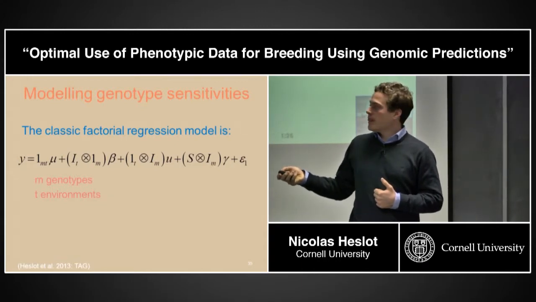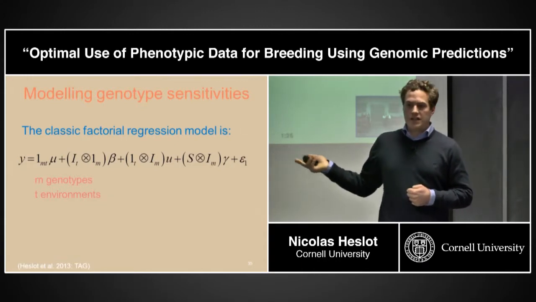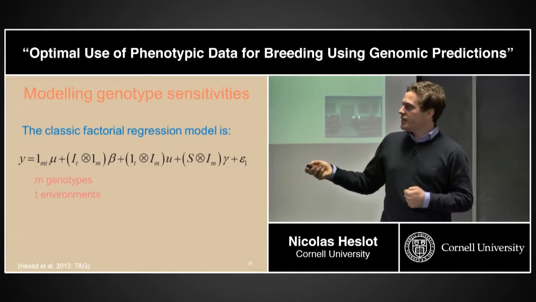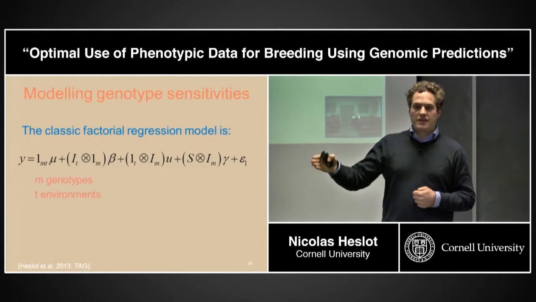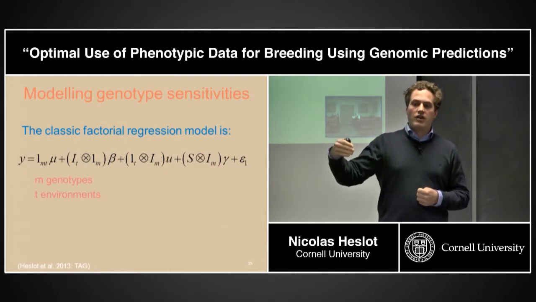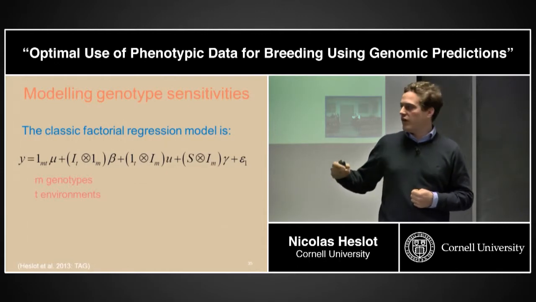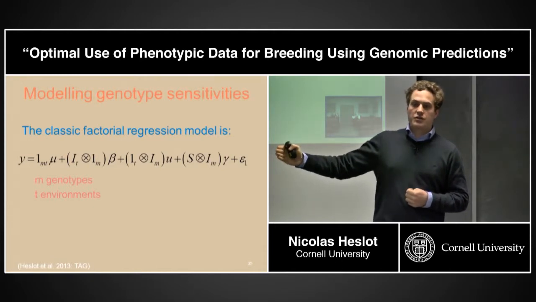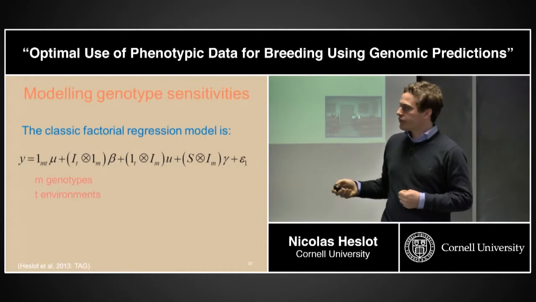We have a grand mean. We have beta, which is a fixed environment effect. U is a main genotype effect. And the originality here is that we have gamma, the genotype-specific sensitivities. That is a linear response of every genotype to every stress covariate, with S being the matrix with the score of every stress covariate in every environment.